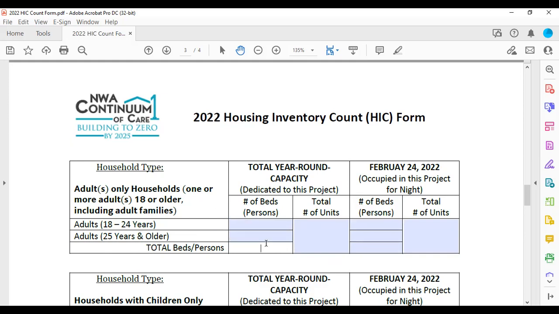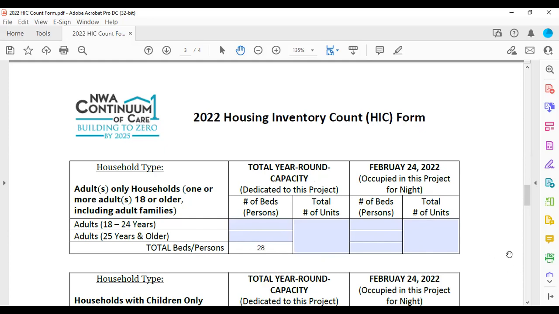So for example, what is your capacity? This is your total year-round capacity. Let's say it might be off by 1 or 2, but let's say 28, and that's not counting any overflow, any cold weather or anything like that. That's your total year-round capacity beds. And that is just the shelter, not counting our drug rehab participants that we house at the same facility.